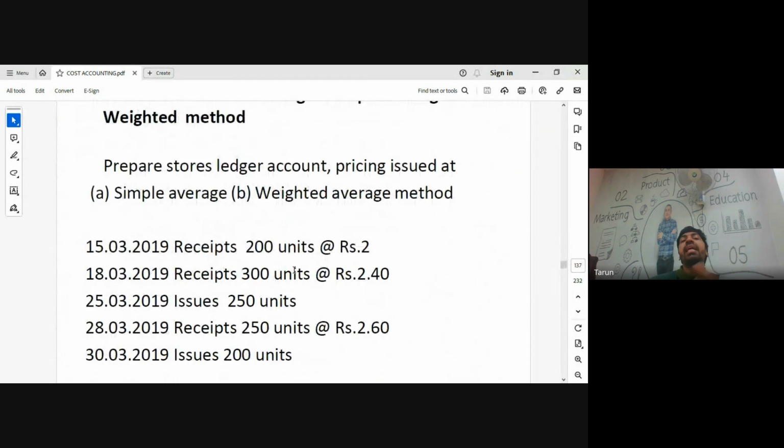Then again, we will take up the weighted method, that is how to calculate the simple average, and how to calculate the closing stock using the simple average method and weighted average method. We will consider all of these topics and questions in the next session. And what is the meaning of the weighted average method, the simple average method, LIFO, and FIFO, we will also learn in the next session only, not in this session.